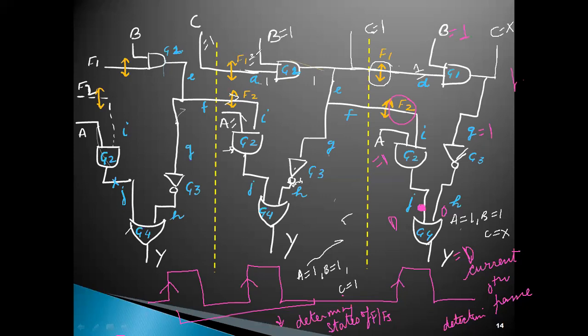So this is set to 1. And coming to flip-flop 2, A is 1, but flip-flop 2 is not yet 1. Because it is coming from the previous, here I put an X. I come to the last cycle.